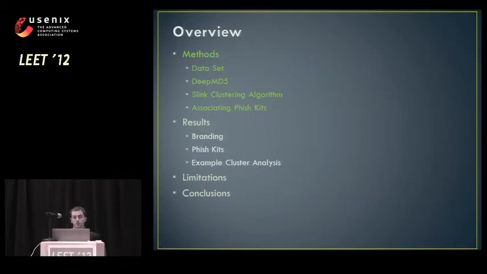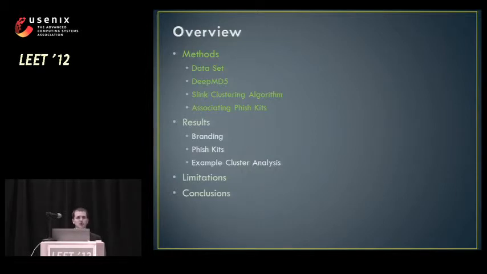So I'm going to start off by going over briefly the data set that we looked at, the overview of the technique we used, then a little bit of information and background on the DeepMD5 technique, which is the comparison method we use to generate a score or distance metric. Once we've got that distance metric, we use the clustering algorithm to group these phishing websites into similar groups, clusters. Then I'm going to talk about associating the phish kits to them.